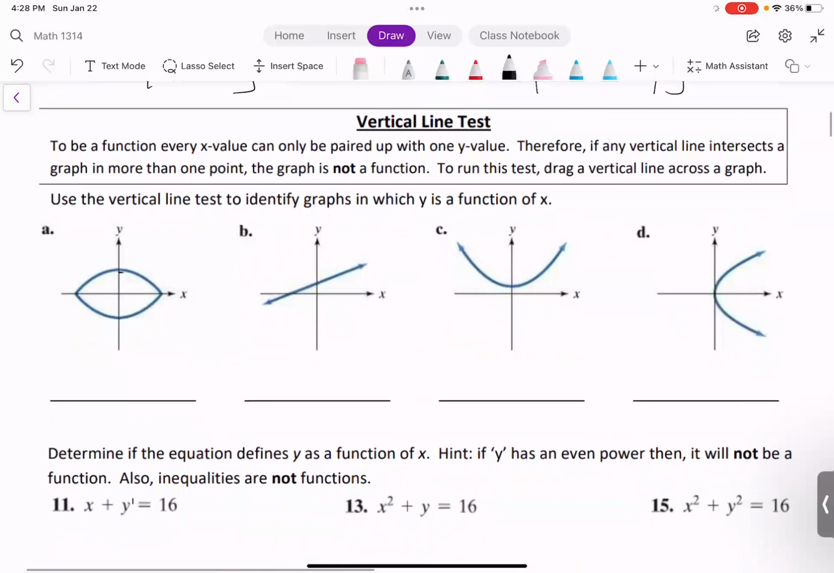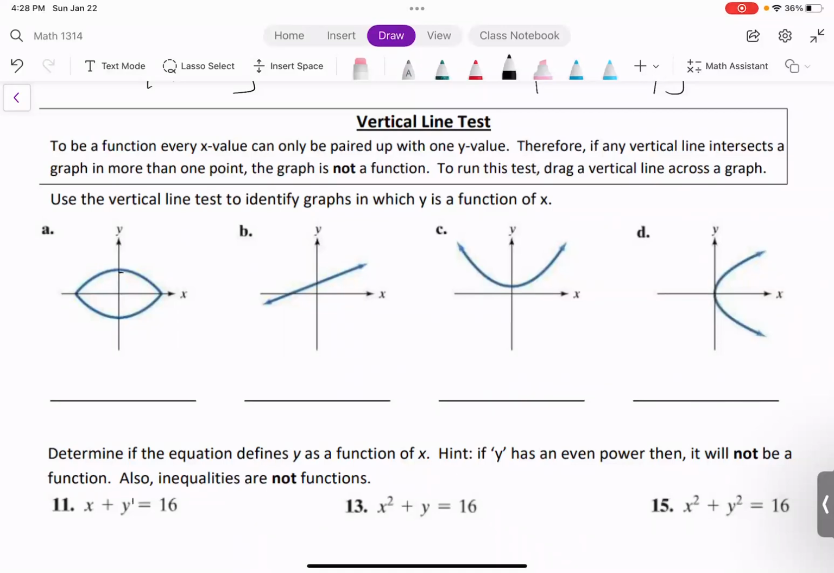Let's see the vertical line test. To be a function, every x value can only be paired up with one y value. Therefore, if any vertical line intersects a graph in more than one point, the graph is not a function. Okay, let's try. How does it work? By the definition, if I draw a vertical line and get one intersect, this is a function. If I have more than one intersect, this is not a function.